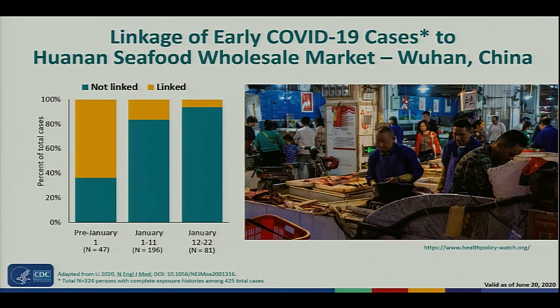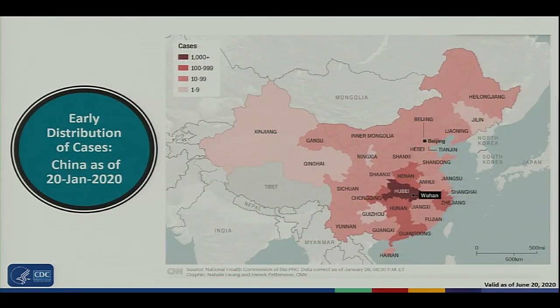And it may be that this market was simply a location that amplified a virus already circulating in the community. So by mid-January, COVID-19 had been confirmed in just about every province of mainland China, with the greatest number of cases in Hubei, shown in dark pink in this map, centered within the province's capital, the most populous city of Wuhan. Next slide, please.